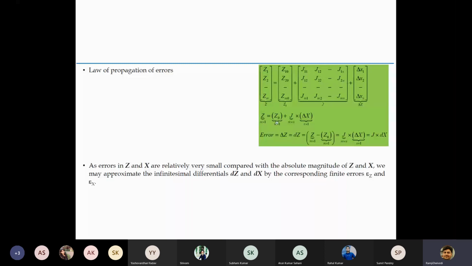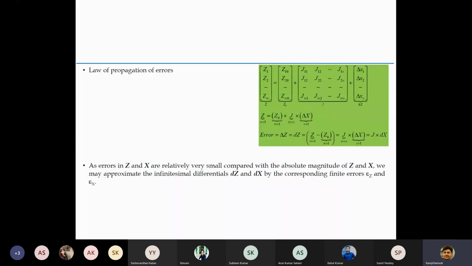Obviously you can fill in the dimensions of the variables. Z is of M cross 1, Z0 would also be of M cross 1, but J would become M cross N as your delta X is of N cross 1. So the error would be delta Z. Obviously dz would be Z minus Z0, which would be equivalent to J dX. As error in Z and X are relatively very small compared with the absolute magnitude of Z and X, we may approximate the infinitesimal differentials dz and dx by corresponding finite errors, sigma z or ez and ex.